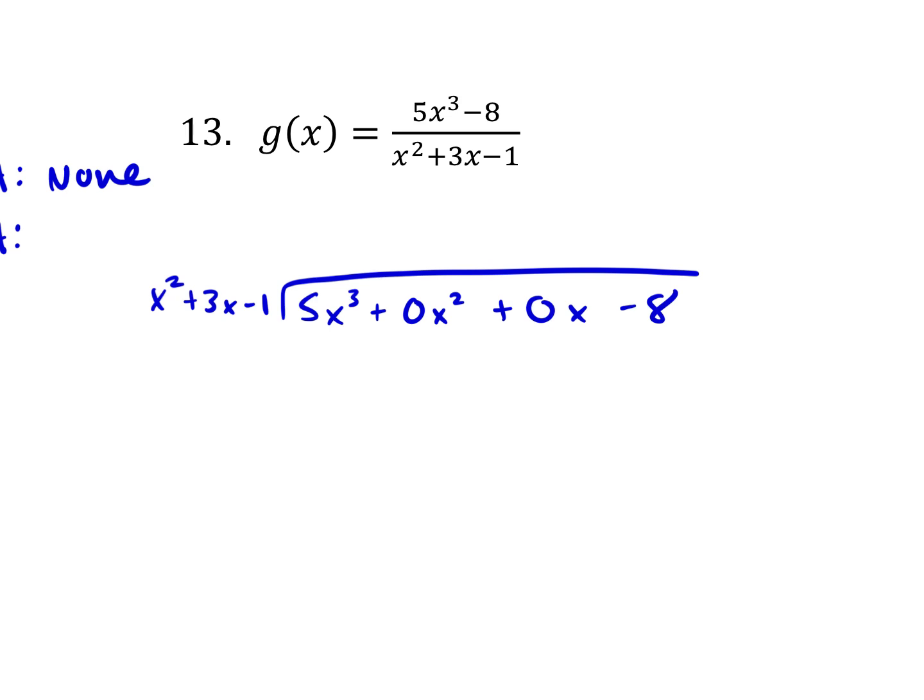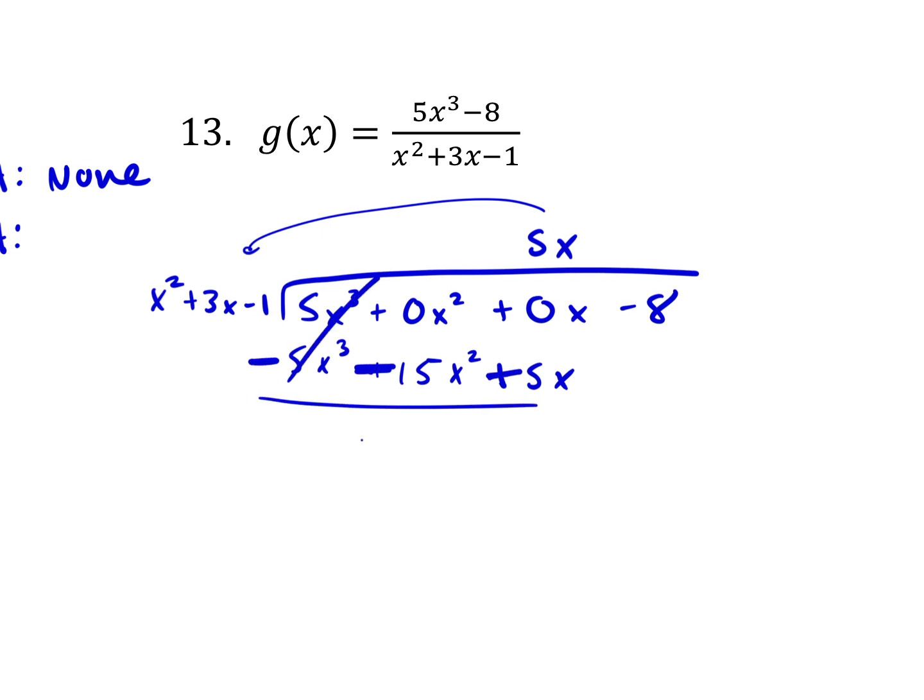So let's divide. What's 5x cubed divided by x squared? 5x. Then we multiply, so we get 5x cubed plus 15x squared minus 5x. Change the signs and combine. So 5x cubes cancel, we get negative 15x squared plus 5x. Divide again, negative 15x squared divided by x squared would be negative 15.